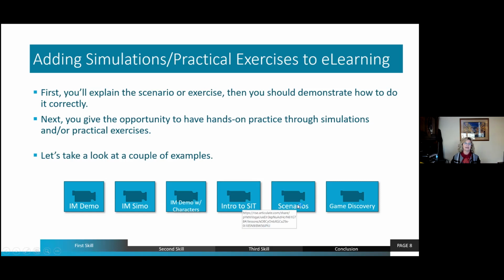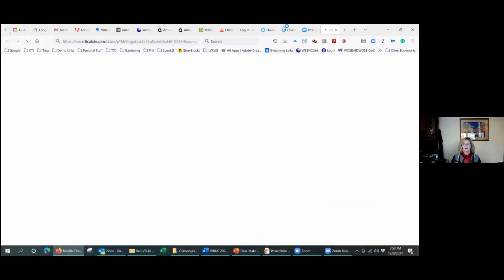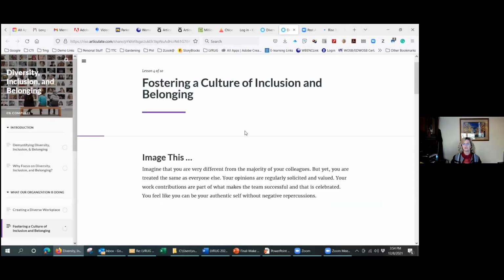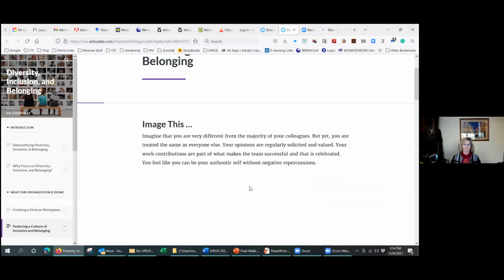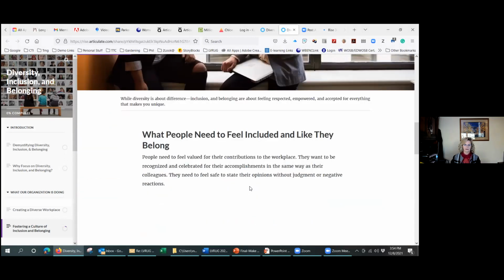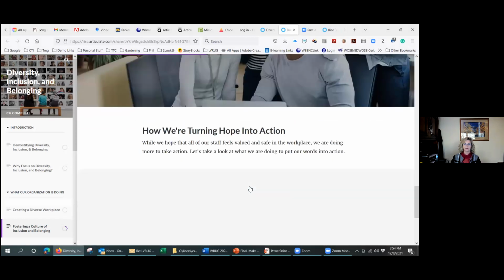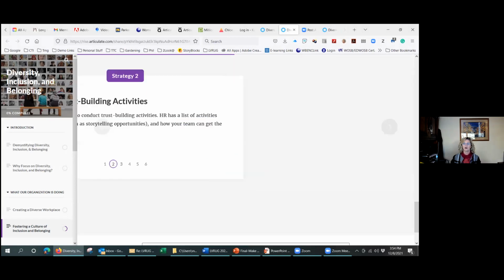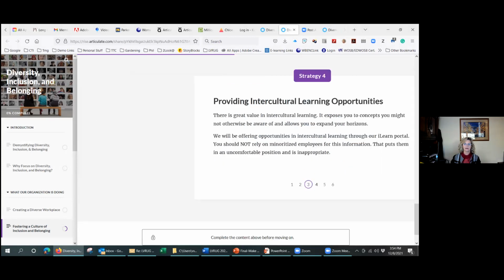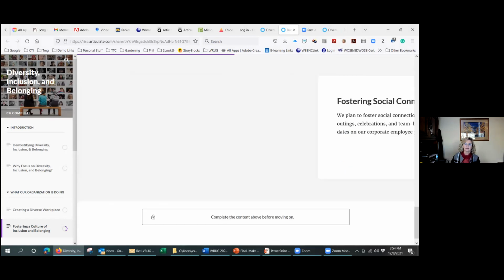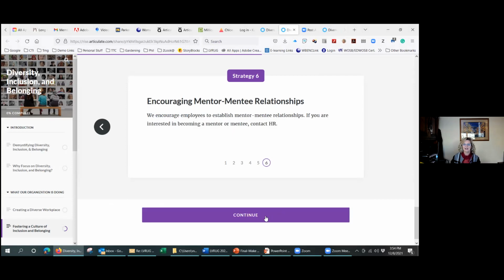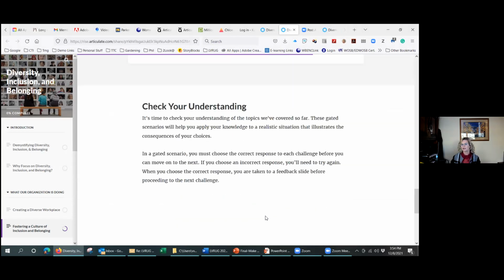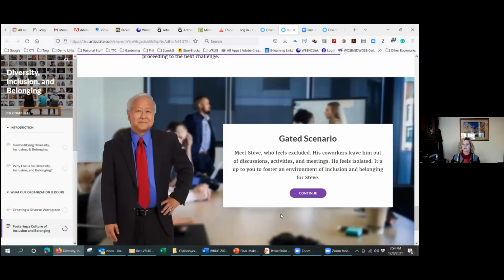that's a scenario that's not system-based, but it's actually a similar thing. This one's about fostering inclusion and belonging. So they're going through and reading all their information. I've actually set this one up where they have to go through all this content or they can't continue. So I know that they are clicking on these interactive activities because I'm not letting them continue until they do.